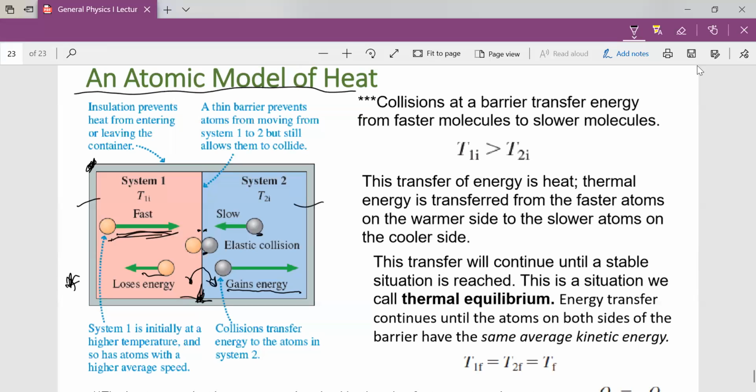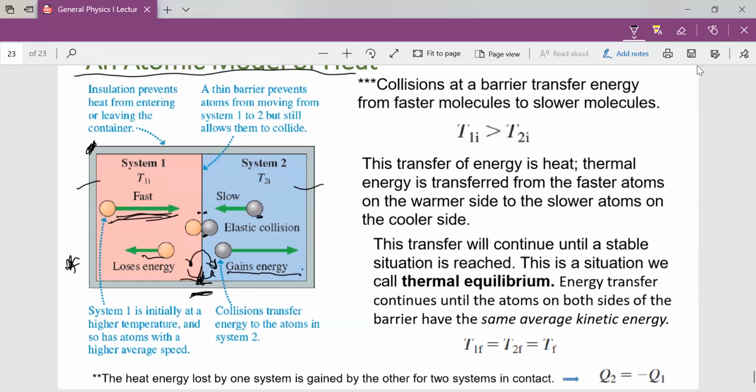So you see the energy flow going from hot to cold until it gets to a stage where the two of them will have the same kinetic energy. At that stage, we say the system is at thermal equilibrium. They have the same temperature. Okay, so we can express that in the first case, T1, the initial temperature of system 1, was greater than that of system 2. But in the end, there will be an exchange that will bring about thermal equilibrium and make the whole system have just one temperature.